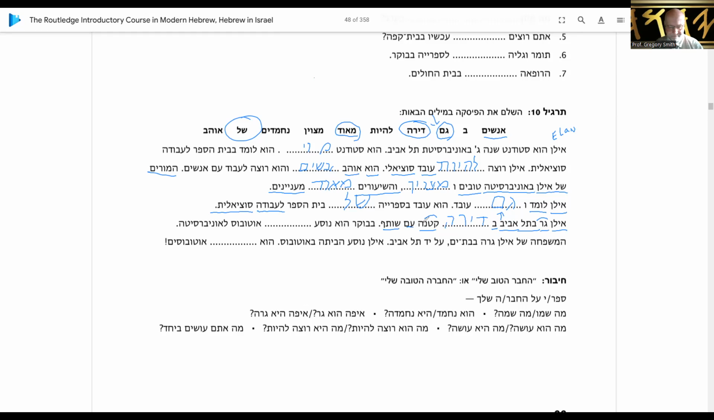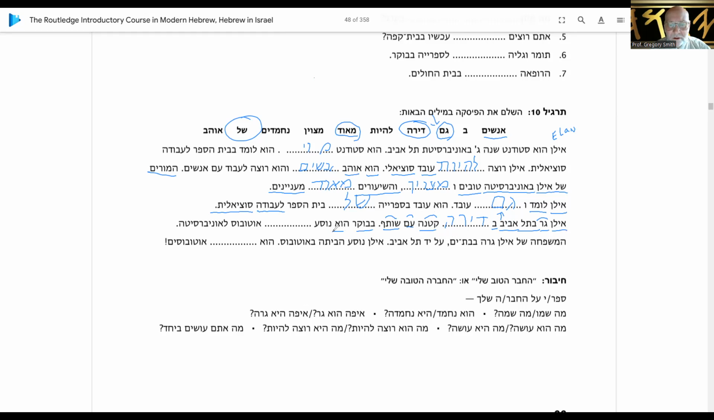I think shotef is like a roommate. So im shotef. Yeah, that's right, with a roommate. Actually, I think it's shotav. Let's see here. עם שותף. Yeah, im shotav. That's right. So Elon gar Tel Aviv badira katana im shotav. He is dwelling in a small apartment with a roommate.